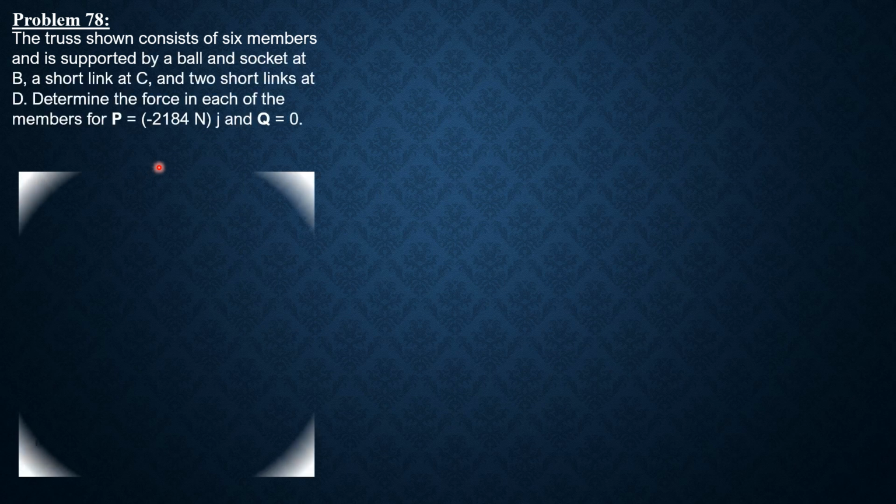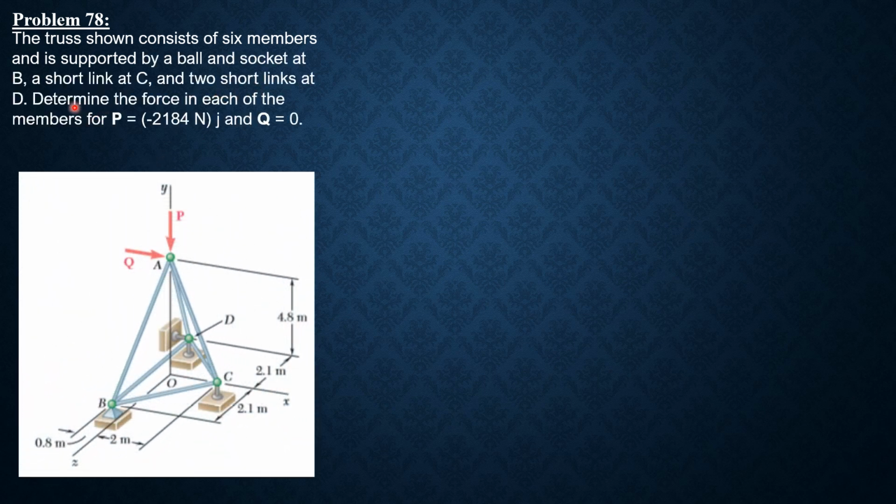Let's have the solution to example 78 about space trusses. This is the first. The truss shown consists of six members and is supported by a ball and socket at B, short link at C, and two short links at D. Determine the force in each of the members for P equals negative 2184 newtons J and Q is 0.